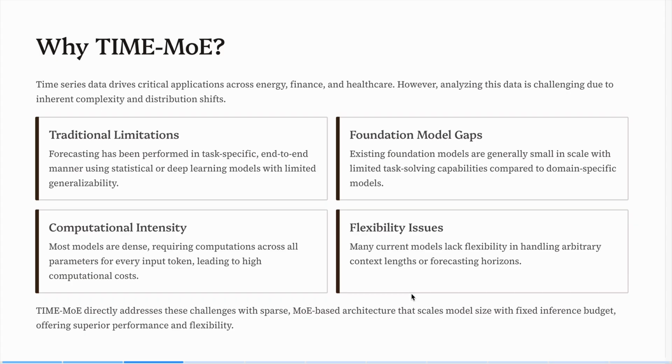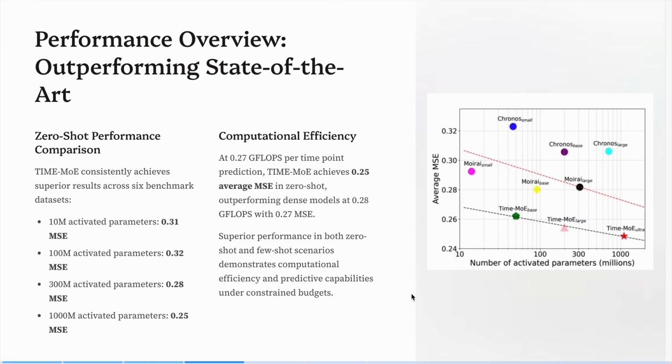This work also introduces Time-300B, the largest open-access time series data collection, enabling the training of these massive models. Now, let's discuss the performance overview, outperforming the state of the art. Let's see the figure, which provides a compelling performance overview. The left panel compares Time-MoE against state-of-the-art time series models, reporting an average zero-shot performance across 6 benchmark datasets. You can see Time-MoE consistently achieves superior results.